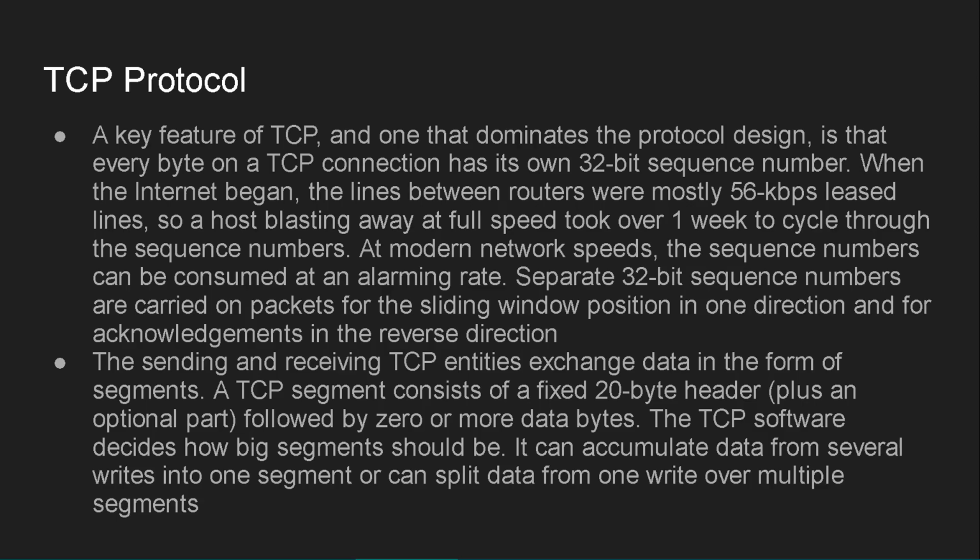Separate 32-bit sequence numbers are carried on packets for the sliding window position in one direction and for acknowledgments in the reverse direction. The sending and receiving TCP entities exchange data in the form of segments. A TCP segment consists of a fixed 20-byte header plus an optional part, followed by 0 or more data bytes. The TCP software decides how big segments should be. It can accumulate data from several writes in one segment, or it can split data from one write over multiple segments.